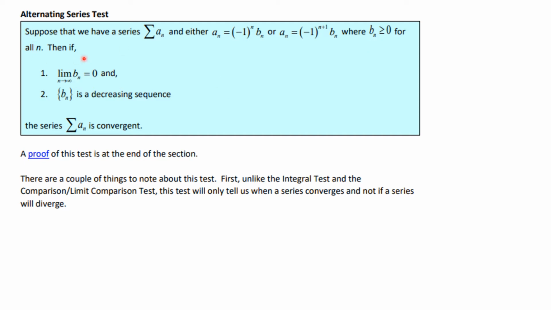Now here's the if part, and there are two conditions that you need. If the limit of b sub n as n tends to infinity is 0, that's the first condition, and the second one is b sub n must be a decreasing sequence, then this series will converge.